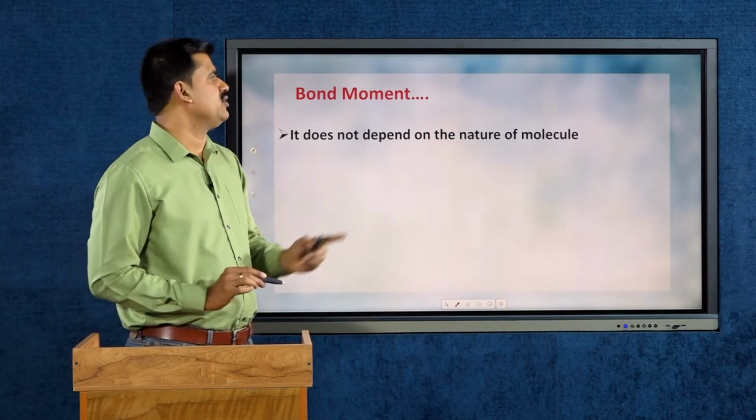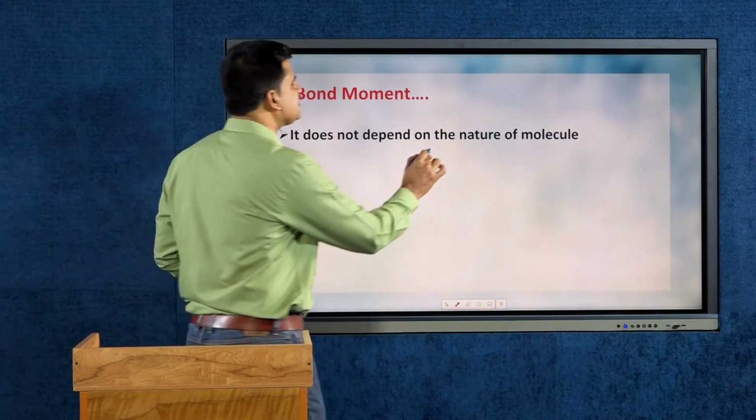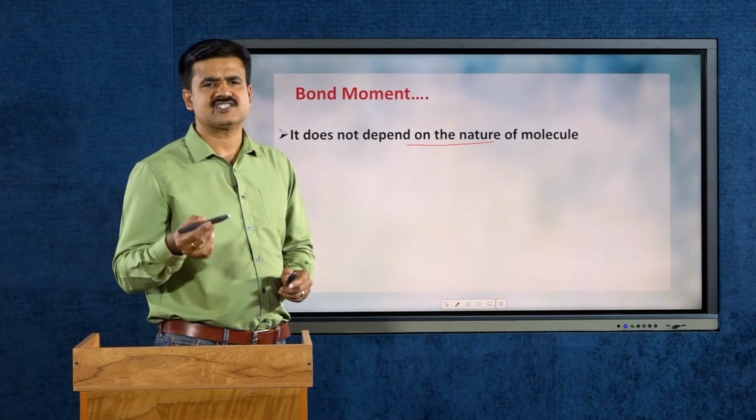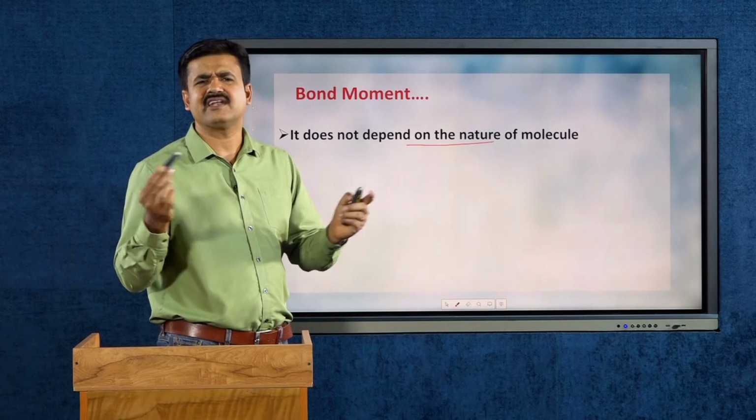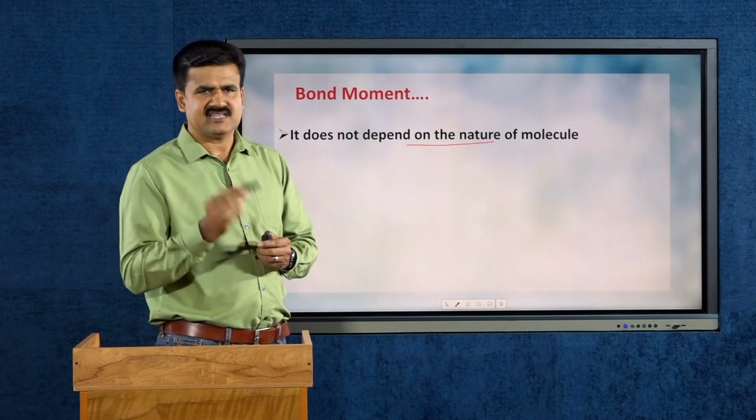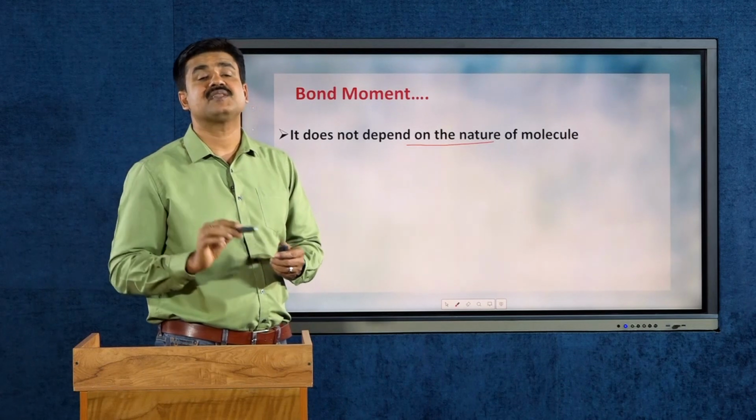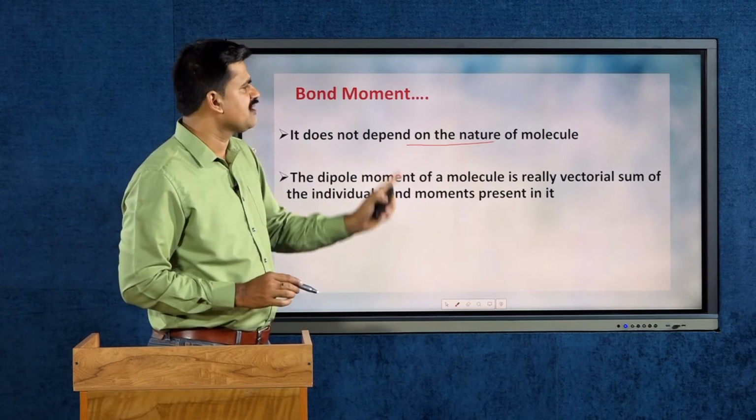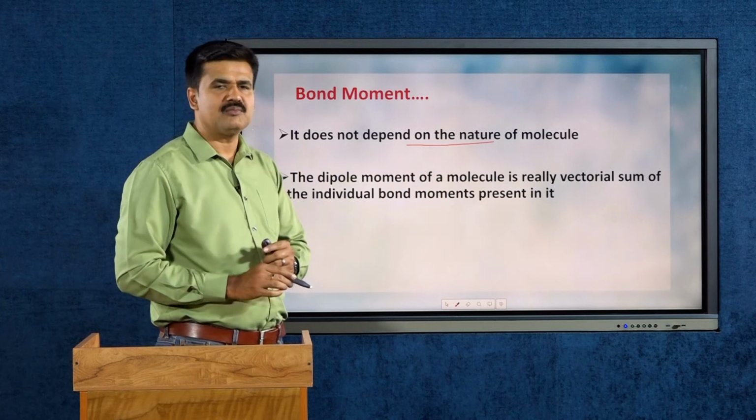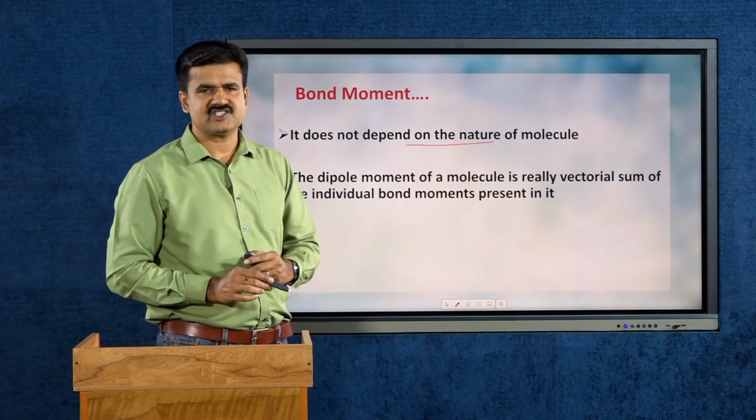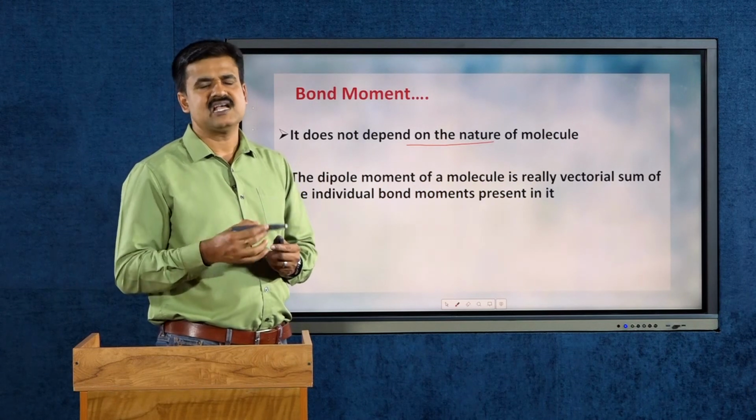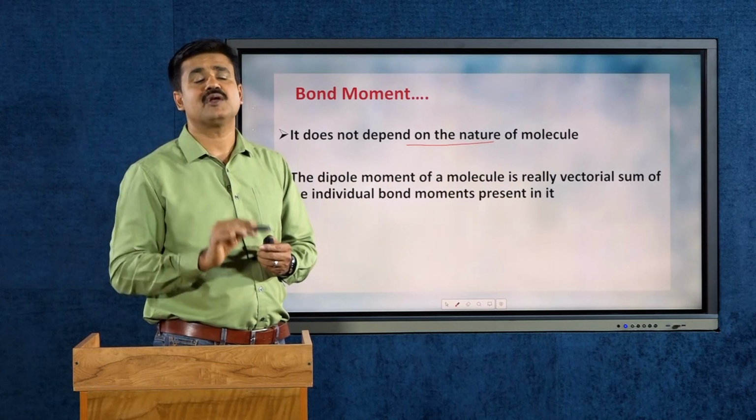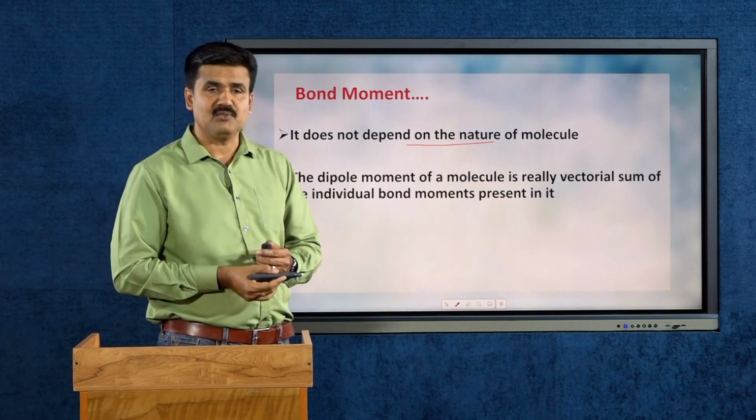The bond moment does not depend on the nature of the molecule, whether the molecule is bent, linear, tetrahedral or any other shape having centrosymmetry, etc. The molecular shape has no relation with the individual bond moment. That is, the individual bond moment is totally free from the nature of the molecule. The dipole moment of a molecule is really the vectorial sum of the individual bond moments present in it. This point I already mentioned. If a molecule has 4 bonds and each bond has an individual bond moment, the vectorial sum of the individual bond moments will lead to the overall dipole moment of the molecule.